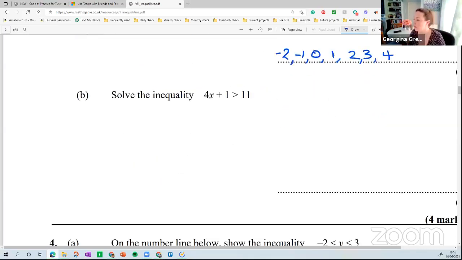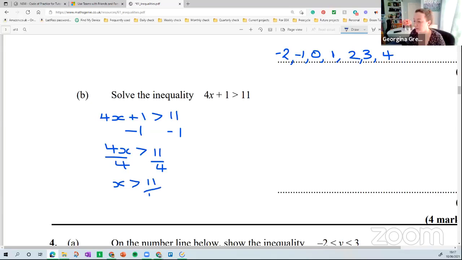Same with this one. Solve the inequality. 4x plus 1 is greater than 11. So just do it like a regular equation, just carrying the inequality symbol through. So we would start by taking 1 away, and then we would have 4x is greater than 11, and then we would divide by 4. And this is where people quite often come unstuck, because 11 doesn't divide by 4, and that's fine. We can just leave it as a fraction in its simplest form, and that is a perfectly good answer. Okay.